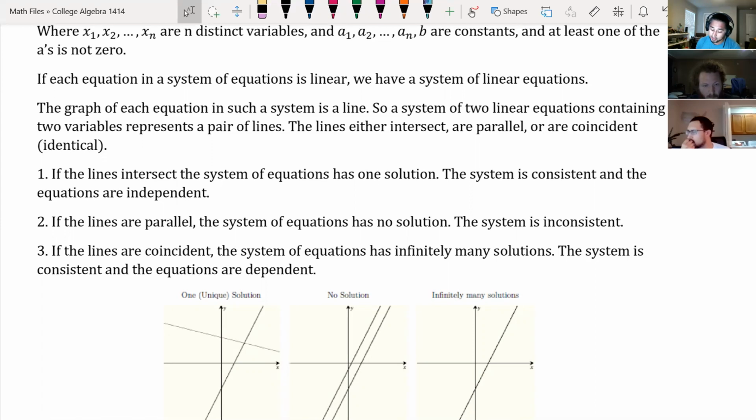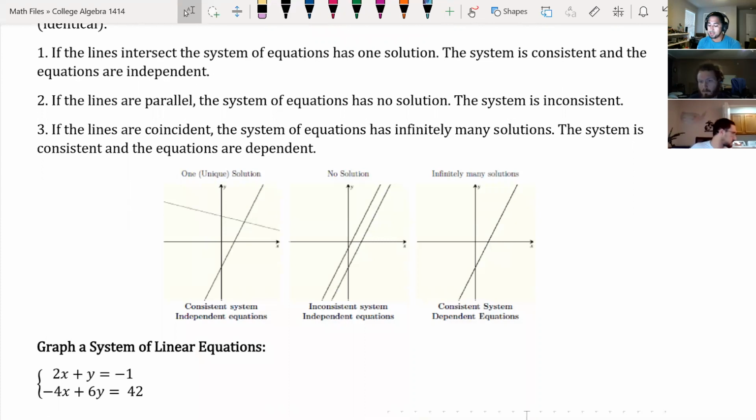If the lines are parallel, then there are no solutions because they don't intersect, and this is going to be called inconsistent. And if the lines are coincident, then the system of equations has infinitely many solutions because the equations are the same, they lie on top of each other, and they intersect at every point. So that's consistent, and the equations are dependent.